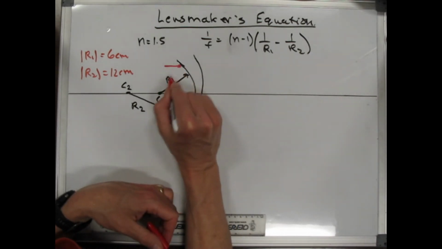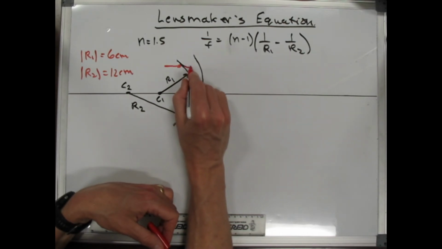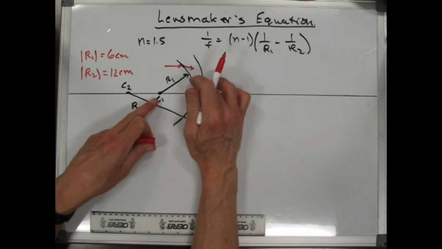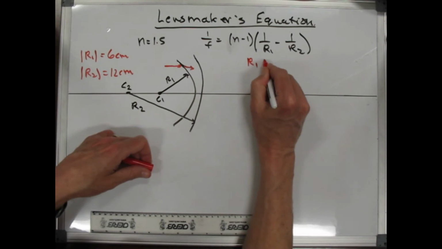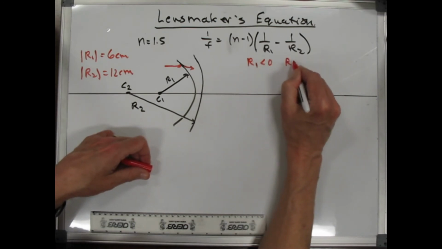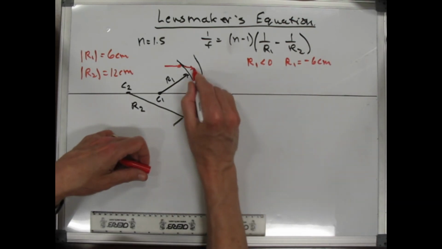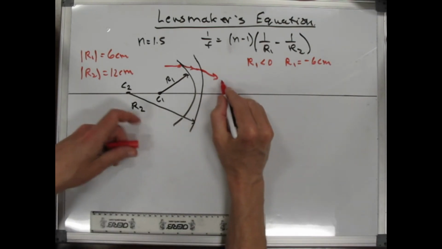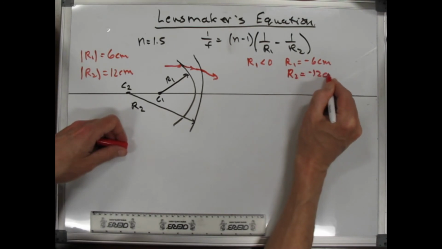For the first surface, here's a ray coming in. The ray crosses the surface, and so it goes out like this. And so for R1, the center of curvature is on the opposite side of the outgoing ray for that surface. And so I can say R1 is less than 0, and so R1 is equal to minus 6 centimeters. Technically, it's the same thing for R2. When it comes across here, it gets refracted some more, but the center is on that side, and so I can say R2 is minus 12 centimeters.